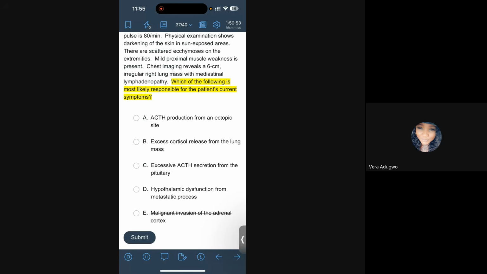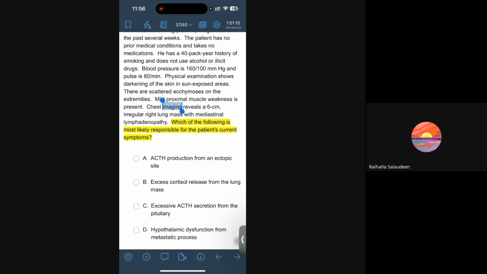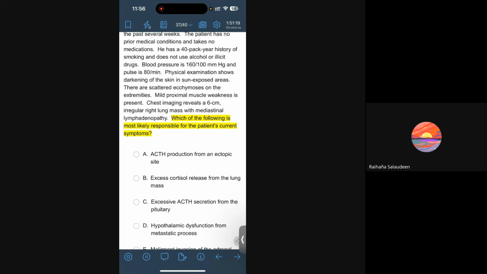Now we have to see where this ACTH is coming from. Is it coming from the pituitary or from an ectopic site? Ectopic site. Why? Because if you select the answer that it is from the pituitary, then how can you explain the imaging? Chest imaging reveals a 6 centimeter irregular mass with mediastinal lymphadenopathy. How are you going to explain this finding?